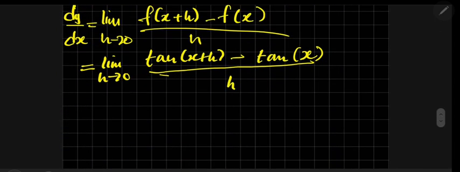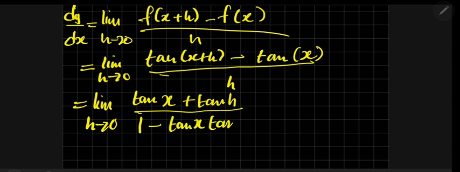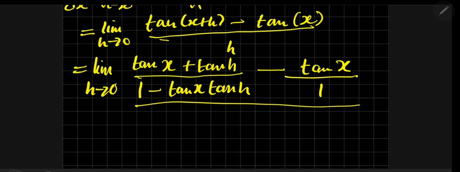Where are we? We've done a lot of work. So as the limit of h is approaching 0, this tan of x plus h is equal to tan x plus tan h over 1 minus the product of tan x and tan h, and this is subtracted by tan of x. We can just say it's over 1. Then the entire expression is divided by h.